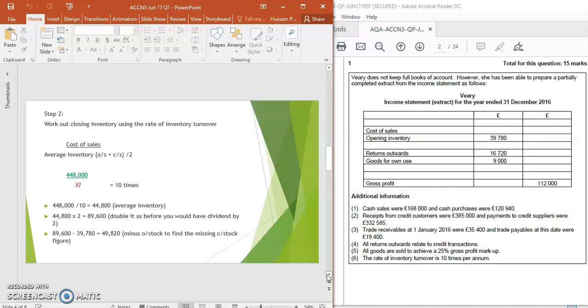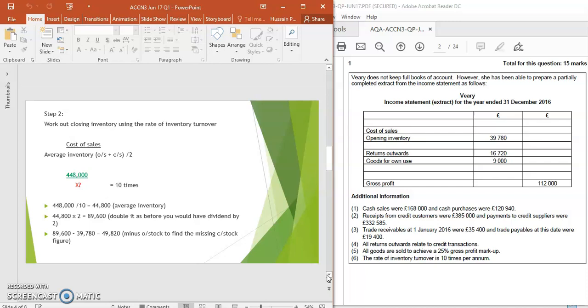Okay, so with these kind of questions, don't rush into them. Work backwards. Rearrange the formula however you see fit. Once you have your answer, you must check your answer. Make sure it all adds up together.